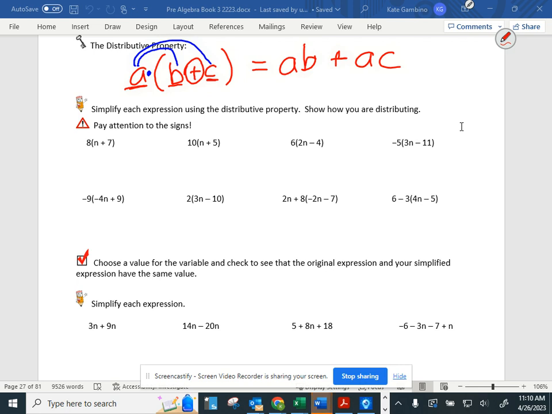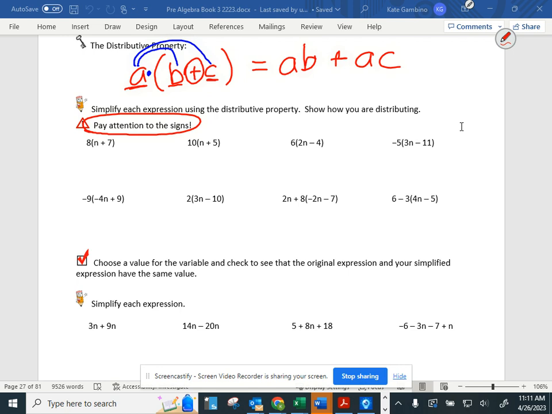So you're just taking what's on the outside of the parentheses that's being multiplied, not everything on the outside of the parentheses, just what is being multiplied with the parentheses, and you're going to multiply it through. So let's see what this looks like. We're going to practice some together. And it says, pay attention to the signs. So we're going to see what that means.